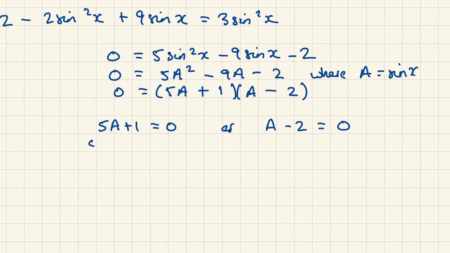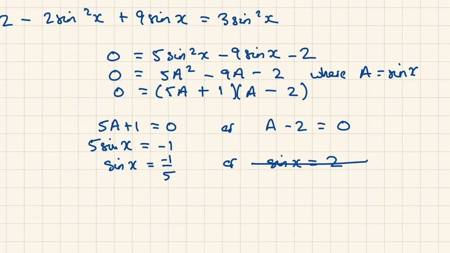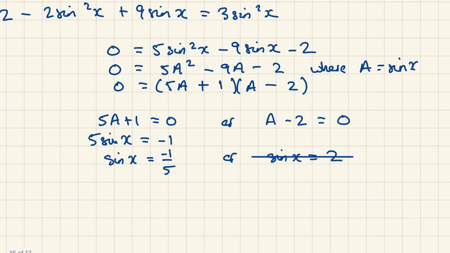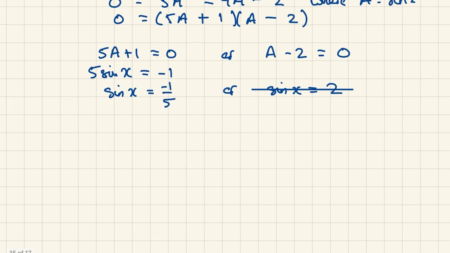So if we now replace back in with sine, we get 5 sine x equals minus 1. So sine x equals minus 1/5. Or sine x equals 2. Well, immediately we can cross that through because sine x can't equal 2. It must lie between minus 1 and 1. So we just need to solve for sine x equals minus 1/5.